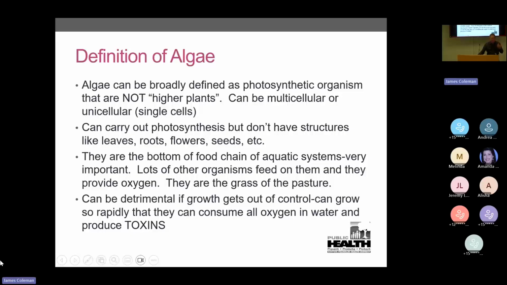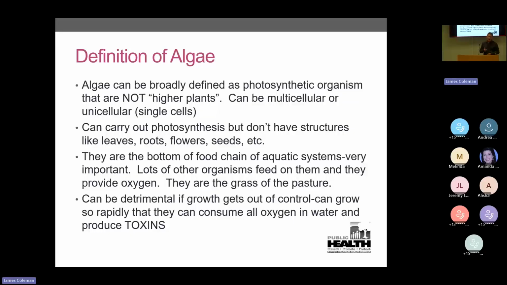They are very important to our ecosystem because they serve as the basis of the food chain. So these are small cells. They harness the sun's energy to grow very rapidly. And then other organisms consume the algae, and those organisms in turn get eaten by larger and larger organisms. So they are very important for the food chain.